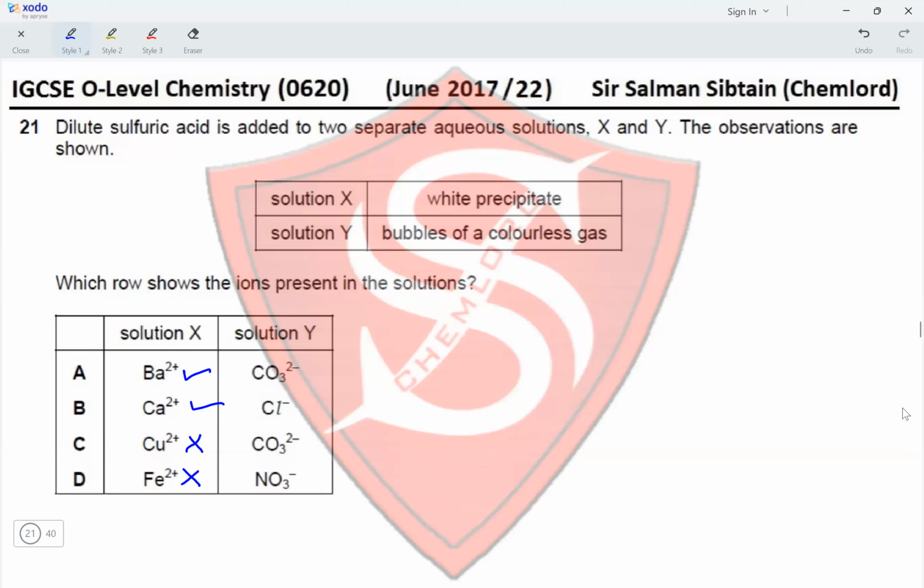And since bubbles of a colorless gas are observed, carbonate must be present in the solution. Why? Because carbon dioxide gas evolves. So this eliminates option B and makes option A the correct option for this question.